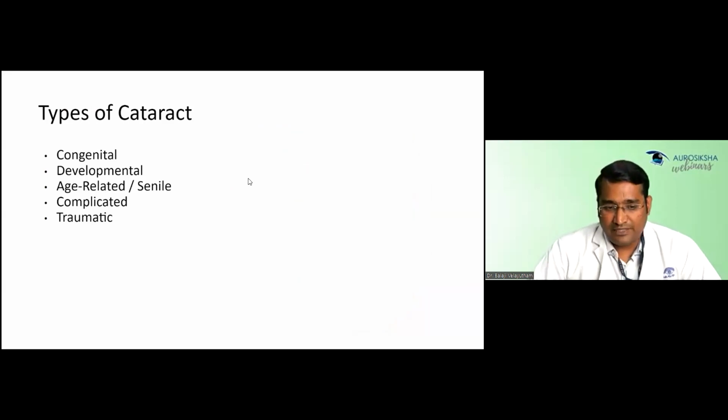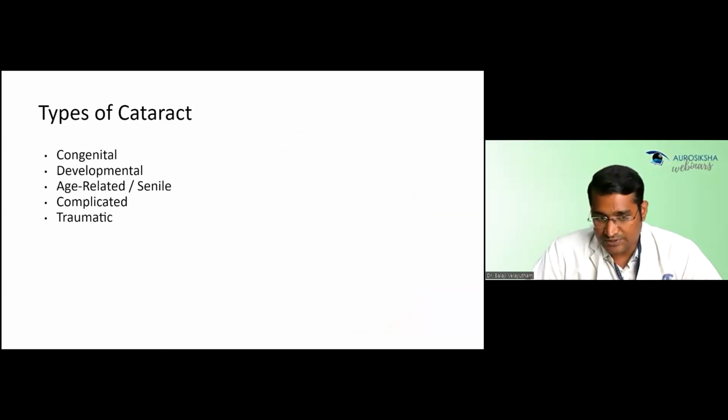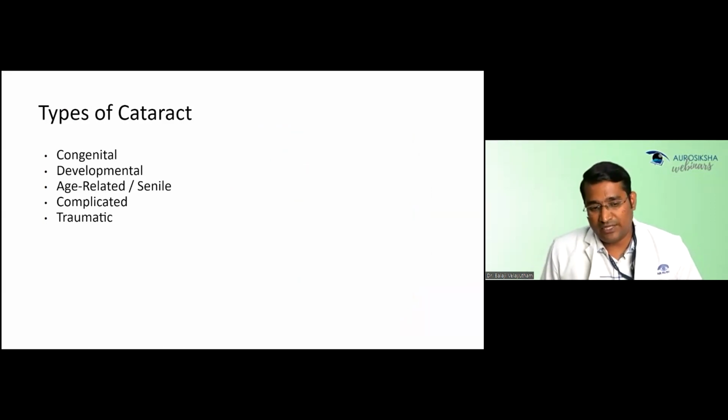Coming to the types of cataract, basically cataract can be classified based on the causes into congenital, developmental, age-related, complicated, and traumatic. If the patient develops cataract at birth, it is called a congenital cataract. During the developmental stage, if a patient develops it, it is called a developmental cataract. Age-related, because of aging after 40 or 50 years, if the patient develops cataract, it is age-related or senile cataract. Complicated cataract occurs due to uveitis, inflammation in the eye causing a cataract. And traumatic cataract is caused by any trauma.